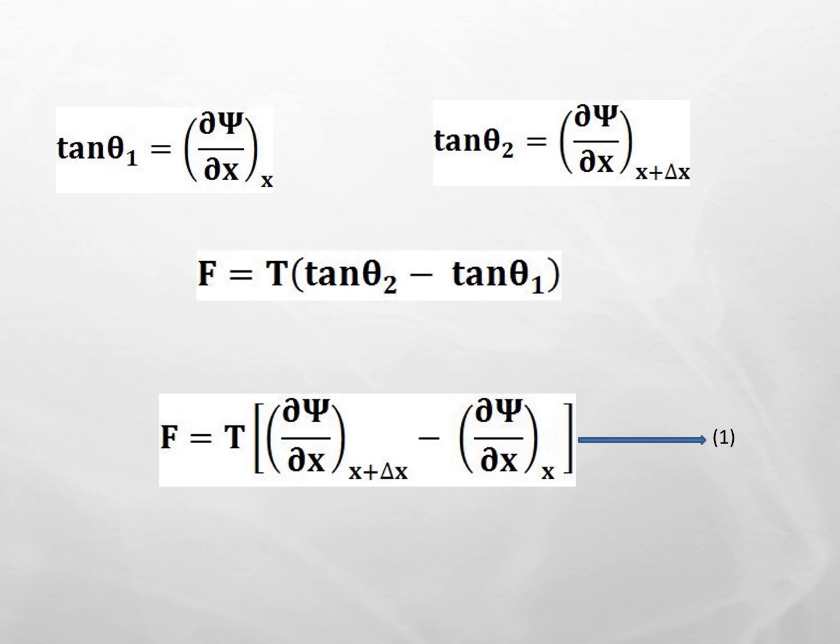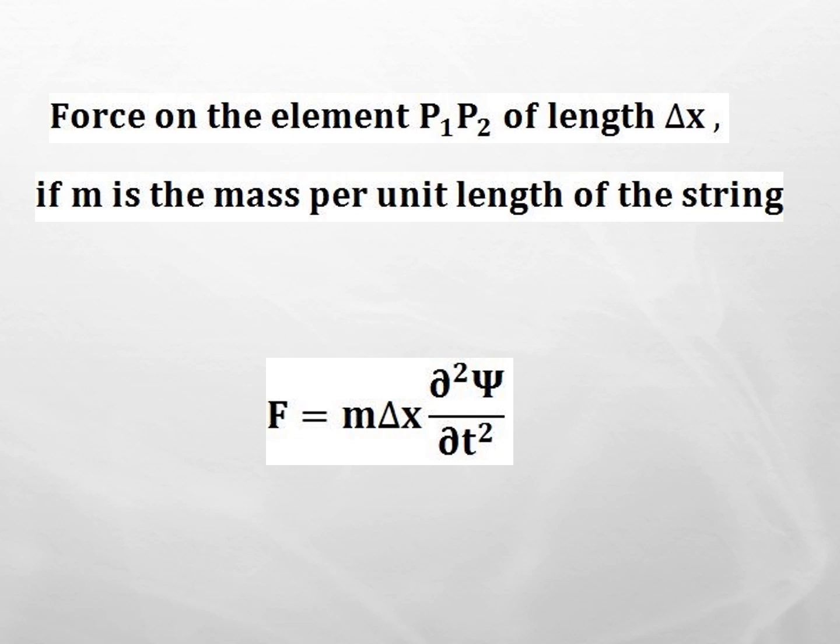Now we are going to change the left hand side of the equation, that is F. Now what is F? F is the resultant vertical force acting on the small element P1, P2 of length delta x. If m is the mass per unit length of the string, what will be the mass of element P1, P2 whose length is delta x? It will be m into delta x.